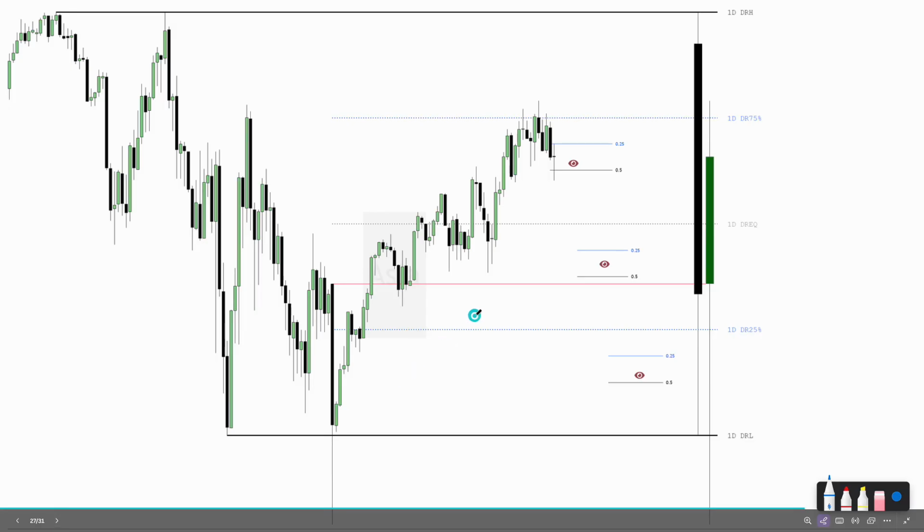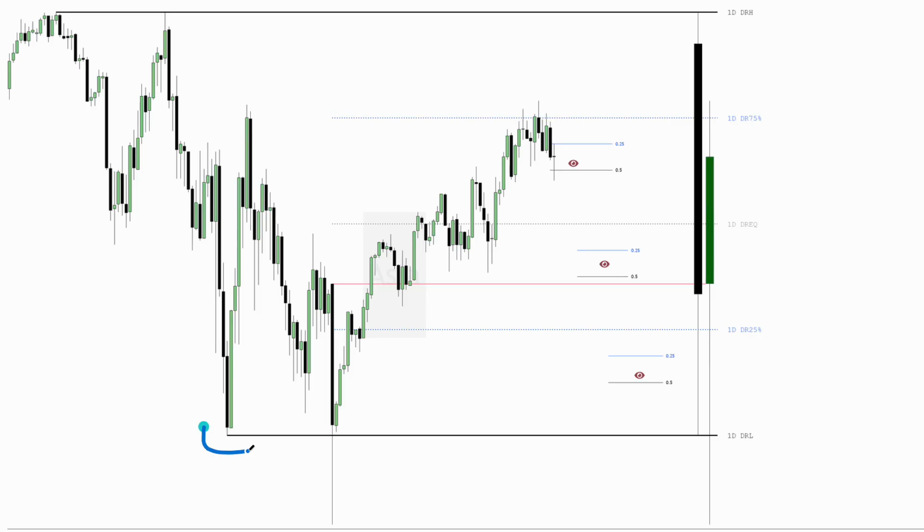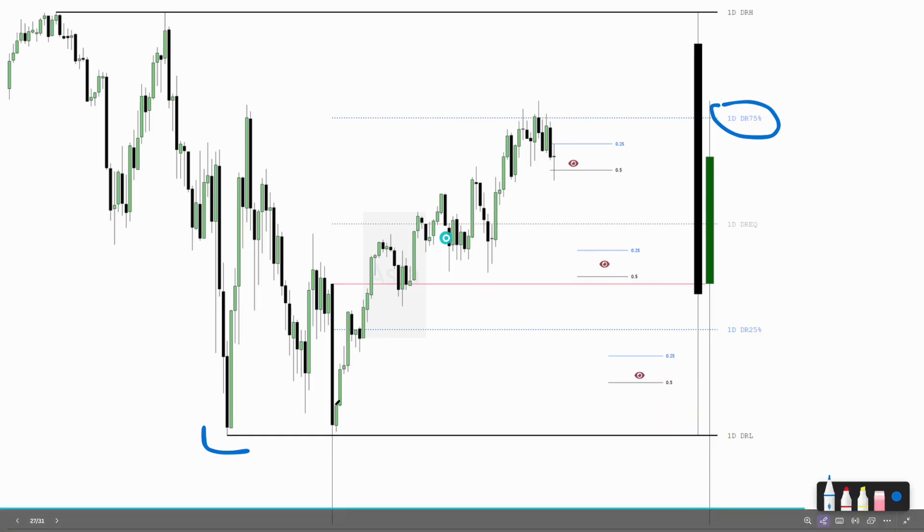Other example here, price taken dealing range low, external, and return to internal in the 75. If you have one higher time frame bias in bearish, and you will expect one reversal, you can anticipate all these levels for redistribution. Okay, for continue, this is external to internal for continue in bearish.